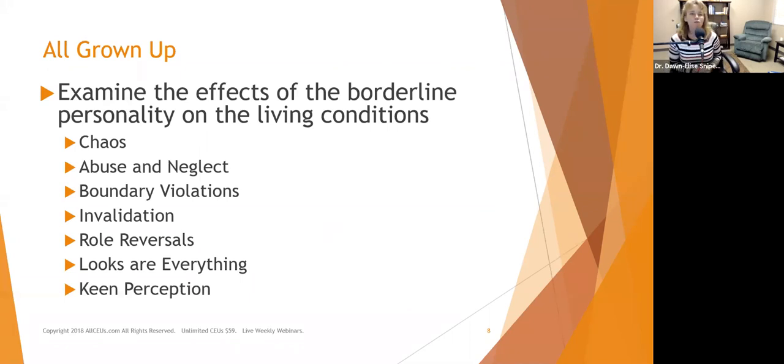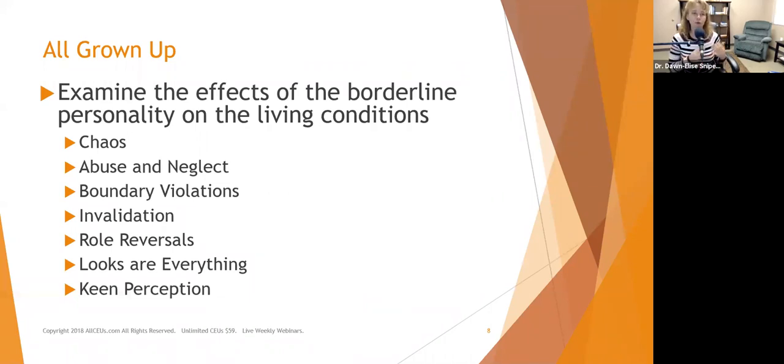So then we want to move on to examining the effects of borderline personality and the addiction on the living conditions. And one of the things that I'll often do, because you know how fond I am of my flip charts, is put up flip chart papers around, and I will have people identify how these things manifested in their life. So chaos. How was chaos present in your life when you were living in this environment, when you were living with this parent? How is abuse and neglect present?